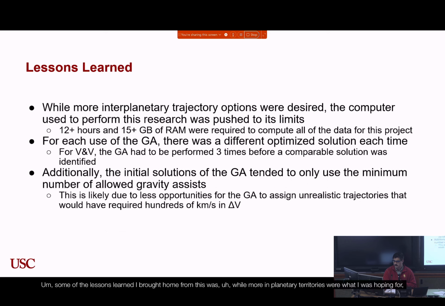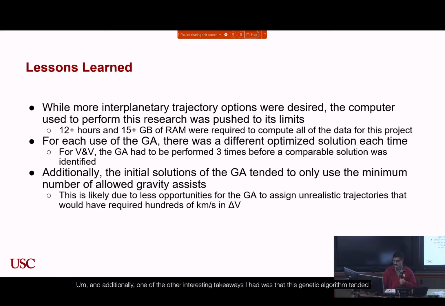Some of the lessons learned I brought home from this was, while more interplanetary trajectories were what I was hoping for, I was severely limited by the computer I was using, even though I just built my computer about 6 months ago. For the 60 trajectories, it took over 12 hours and 15 gigabytes of RAM to compute all 60 of those trajectories. Each use of the genetic algorithm actually concluded to a different solution. So sometimes I had to run it 2 or 3 times, at least initially, for the Galileo validation and verification to make sure I actually got a good solution.